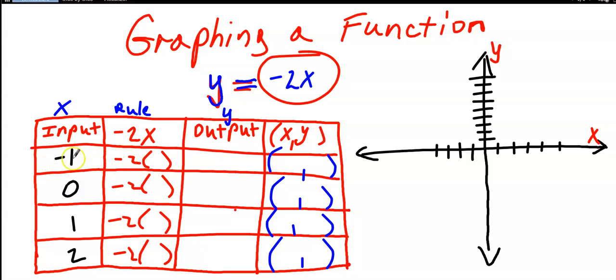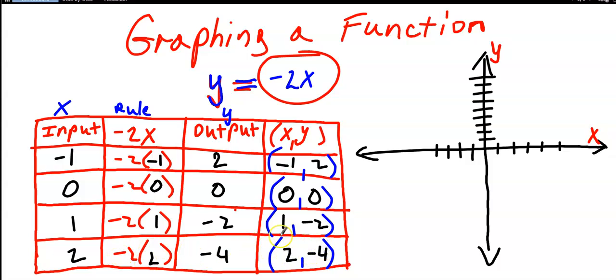So the input we chose was -1. -2 times -1: negative multiplied by negative is positive, so 2. -2 times 0 is 0. -2 times 1 is -2. -2 times 2 is -4. And now we just transfer these over. When x was -1, we got 2. When we had 0 for x, we got 0 for the output. When we got 1 for x, the output became -2. When x was 2, the output became -4.